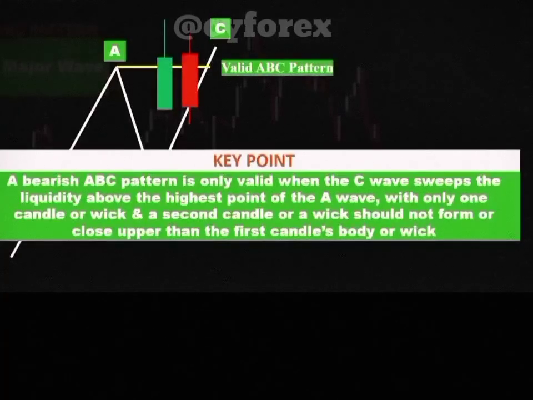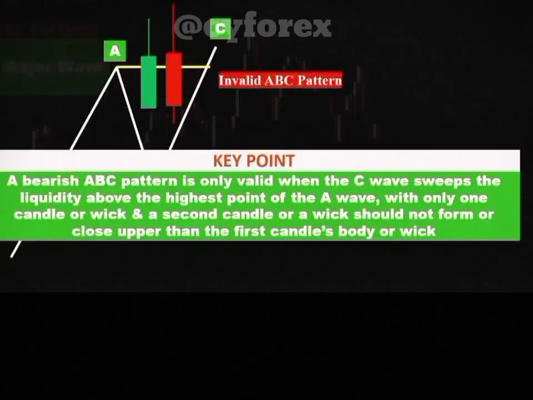The key point is that a bearish ABC pattern is only valid when the C wave sweeps the liquidity above the highest point of the A wave, with only one candle or wick, and a second candle or wick should not form or close higher than the first candle's body or wick. We want to see price immediately change its direction to the opposite way and get back into the range below the high after sweeping liquidity. And also, a bullish ABC pattern is only valid when the C wave sweeps the liquidity below the lowest point of the A wave, with only one candle or wick, and a second candle or wick should not form or close lower than the first candle's body or wick.